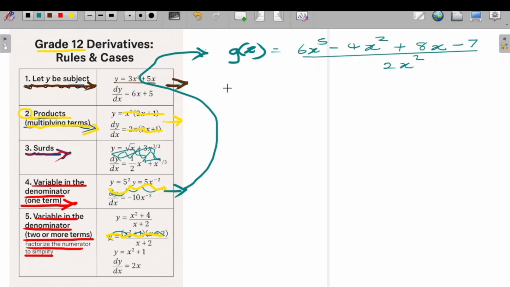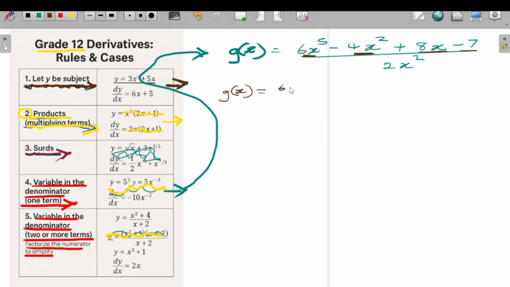Okay, so what we do in this case, notice that we have a denominator and it's only one term. So guys, when we have this, we cannot derive it like this. So what we need to do is to divide each term with 2x squared. Because remember, we know how to add and subtract fractions. So that understanding is what we'll use over here.